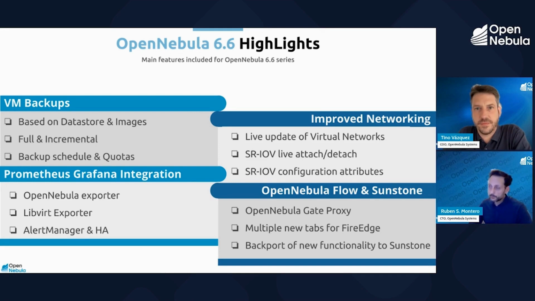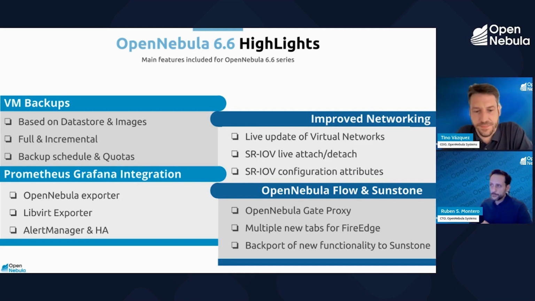Another big improvement or big feature for OpenNebula is the integration with Prometheus. So we have developed custom exporters for OpenNebula data and a custom libvirt exporter, so you can gather information from the hypervisors running VMs, feed that into Prometheus, and visualize all the data through custom Grafana dashboards that have been developed for this integration. Also, we included the integration with the alert manager, so you can trigger alerts based on all these metrics.